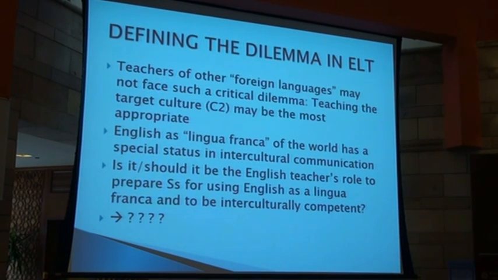So it seems to me that it behooves us, it's more important for us than any other kind of language teacher, to impart intercultural communication using English as a lingua franca. Would you agree? How does that sit with you? Or do you not agree? Somebody is shaking their head over there.